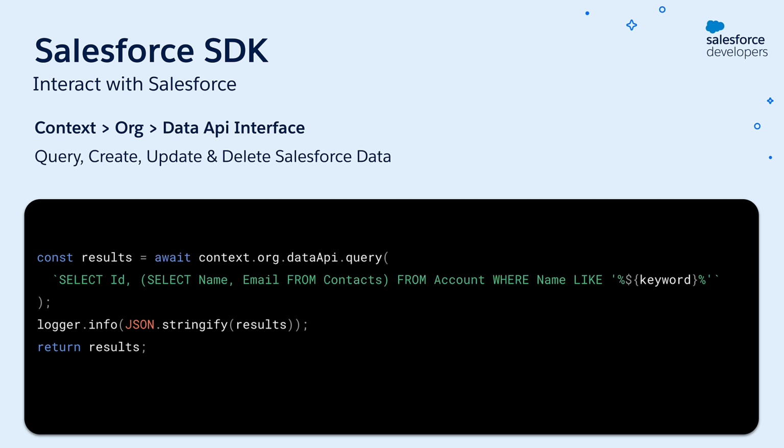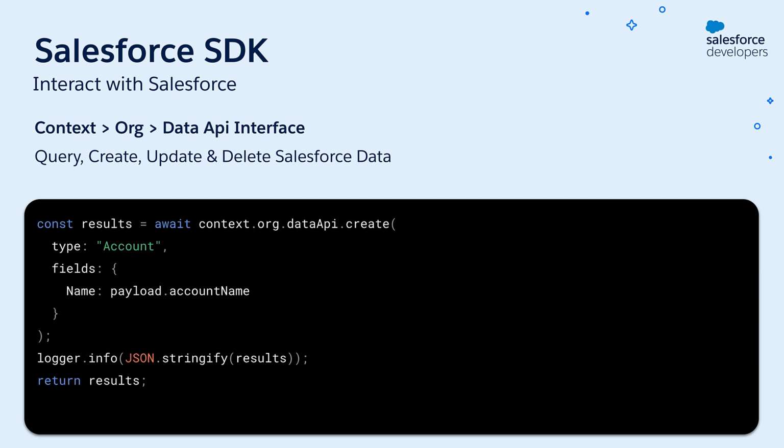The data API interface lets you create, query, update, and delete Salesforce data. If you want to run a SQL query, if you want to create a new record, or if you want to perform any other CRUD operations, you will use the data API. Here in the code, you are seeing that we are performing a join query using SQL, and then we are getting the result as a JSON object.